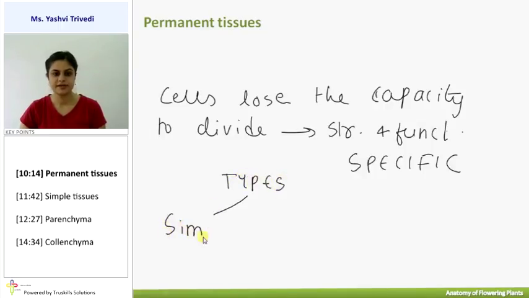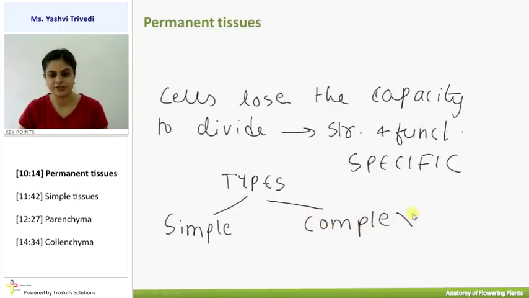First is simple permanent tissue and second is complex permanent tissue. We call simple permanent tissue simple because it consists of only one type of cell, whatever it is, but it will have entirely the same type of cell having common origin and common function. And if there are different types of cells arranged in the same tissue, all having different functions and structures, then that is called complex permanent tissue.